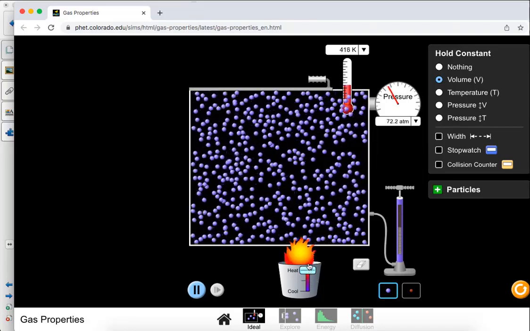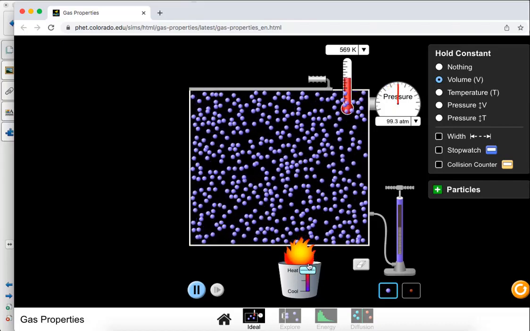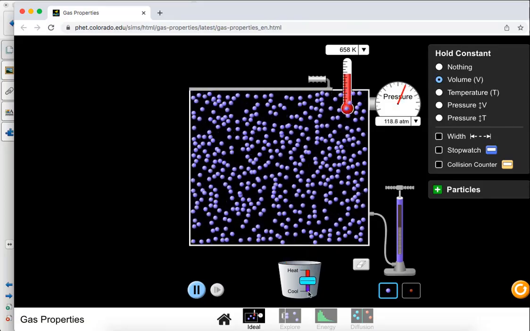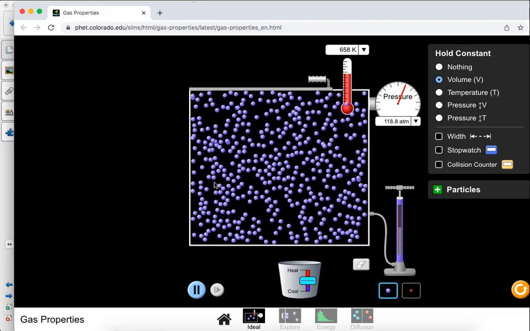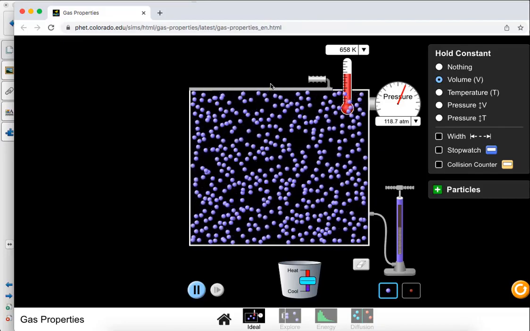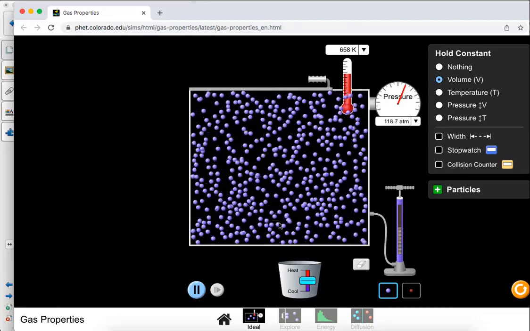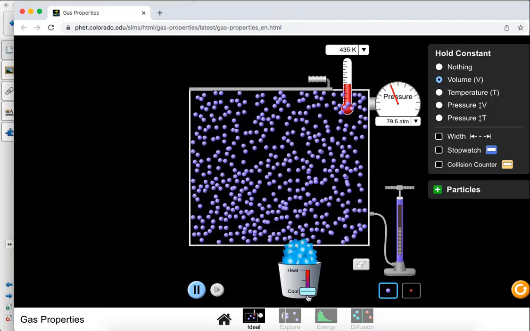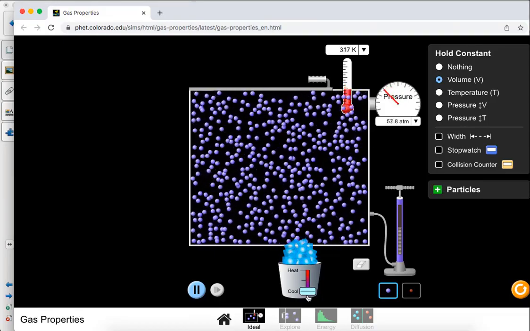Let's see. And there we go. As you heat up the gas, the pressure increases. All right, and if we cool down the gas, and remember, the shape of this container is constant. You could think of this as a container with a locked piston that's unchangeable, right? So as we cool down the gas, they're moving slower, therefore less collisions are taking place, therefore the pressure is decreasing.